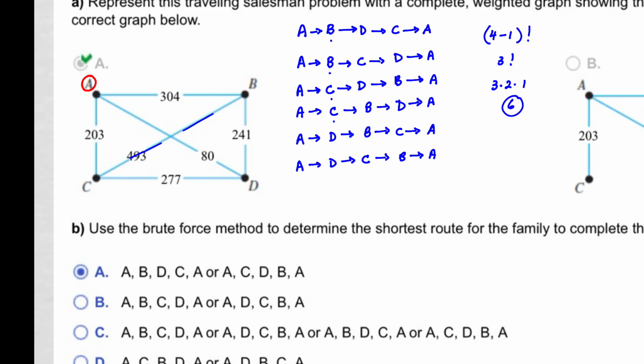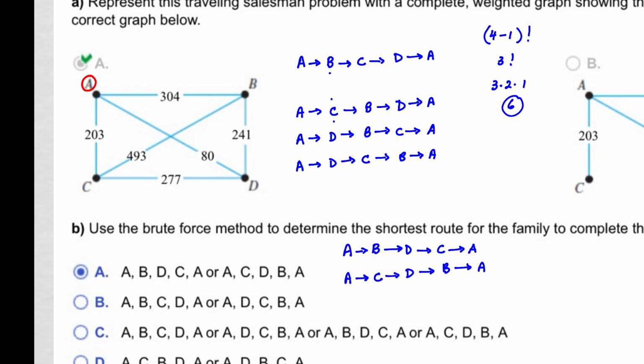But here's the thing. They're not really all different routes, because when we look at going from A to B to D to C to A, this is going to be the same as going from A to C to D to B to A. So I'm going to take this, scooch it over here, and pair that up with ACDBA, and scooch that over to here. So those two go together.